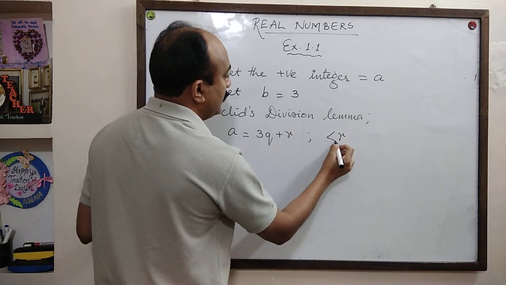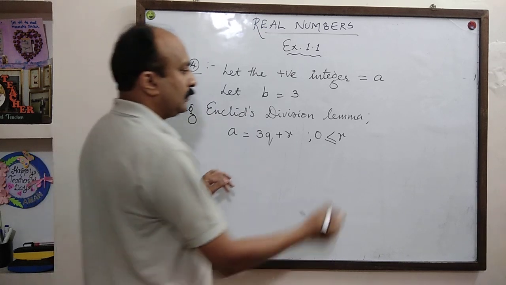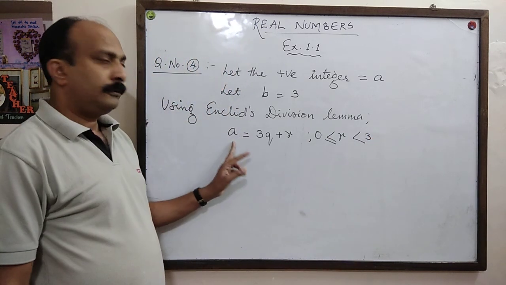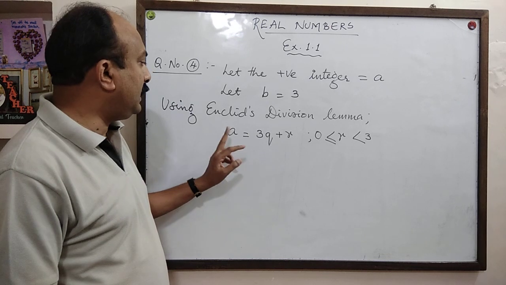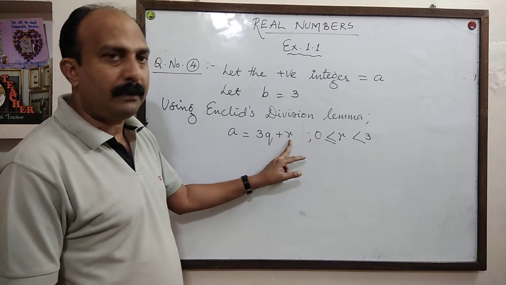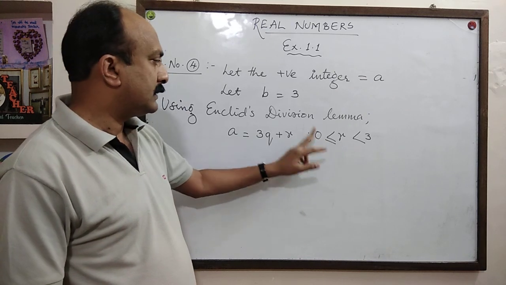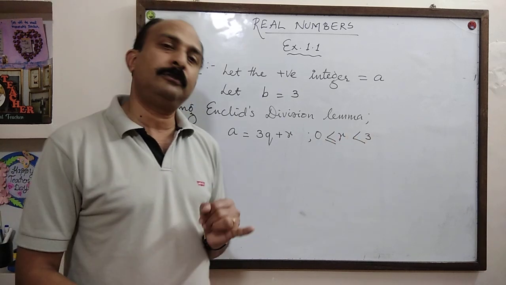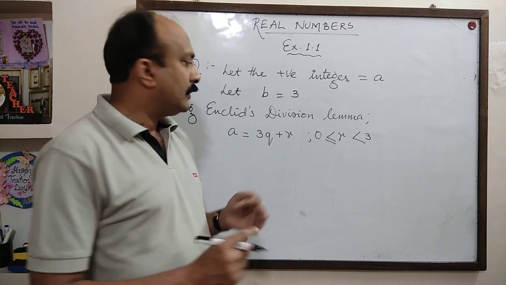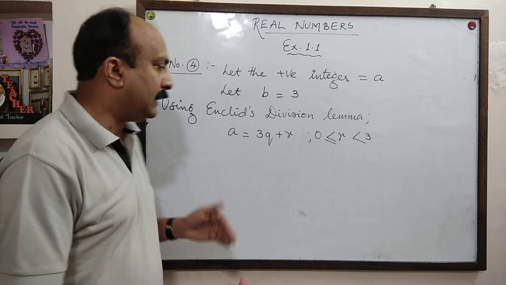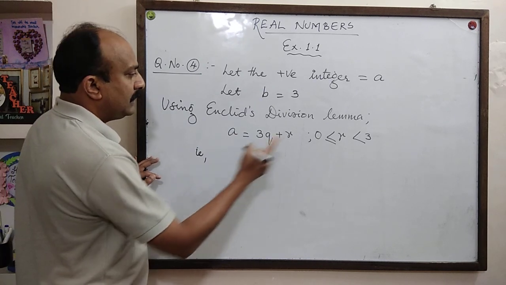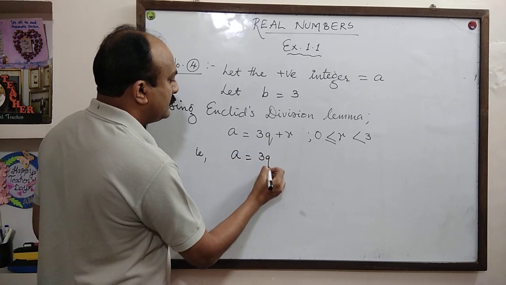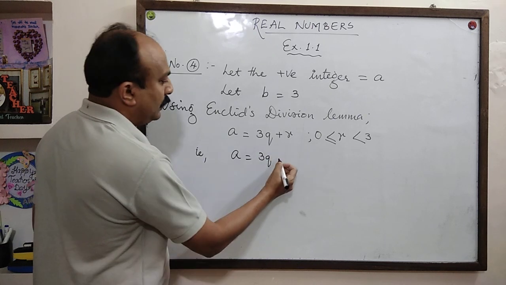And what is the condition for r? Where r is greater than or equal to 0 but less than b, the divisor. And what is the divisor here? 3. So using Euclid's division lemma we can write a is equal to 3q plus r, where r is the remainder. And the remainder here is more than or equal to 0 but less than 3. So what are the possible remainders? 0, 1 and 2. So I am writing this in the exact order. The first possible remainder is 0. So 3q plus 0, or 3q.